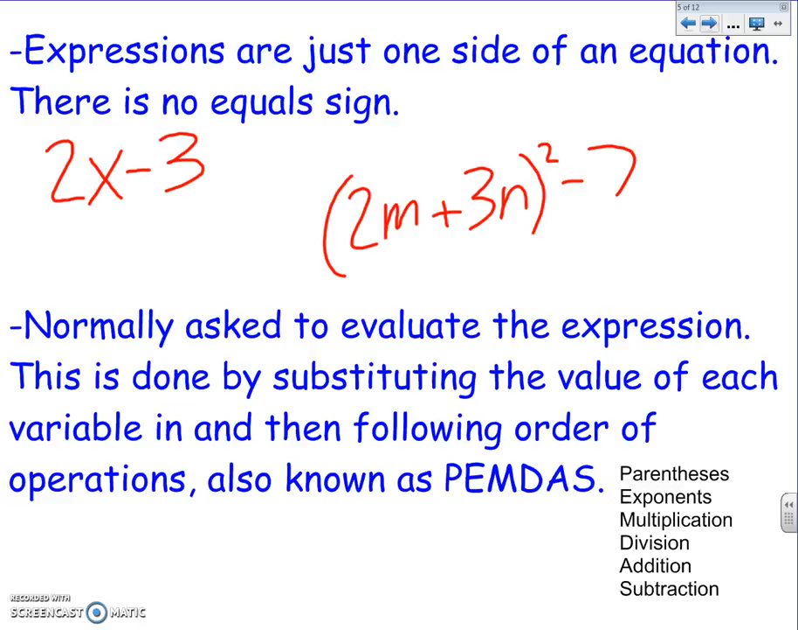Normally, we're asked to evaluate the expression. This is done by substituting the value of each variable in and then following the order of operations, also known as PEMDAS. You might remember that's parentheses, exponents, multiplication, division, addition, and then subtraction in that order. Remember, multiplication and division is left to right, same for addition and subtraction.